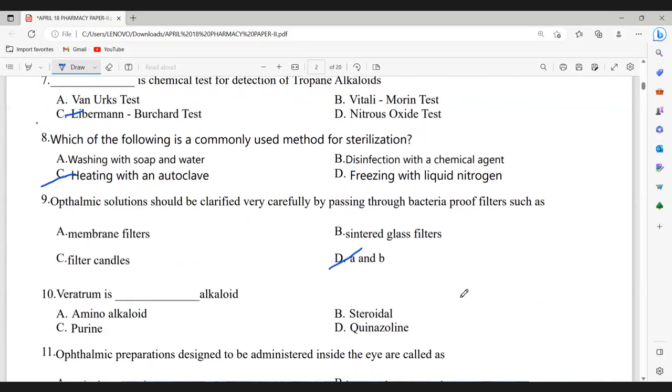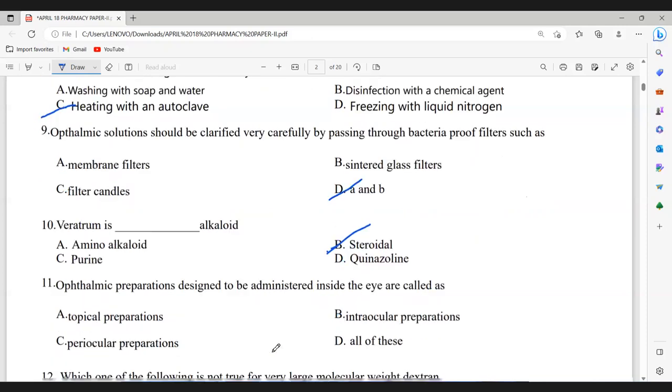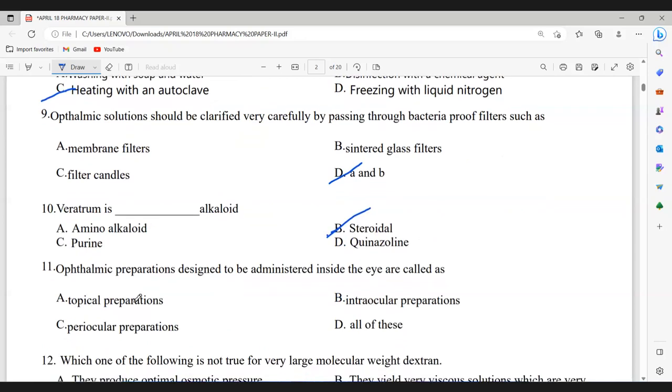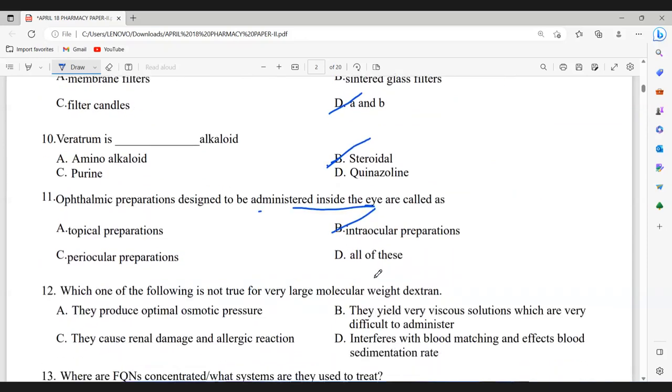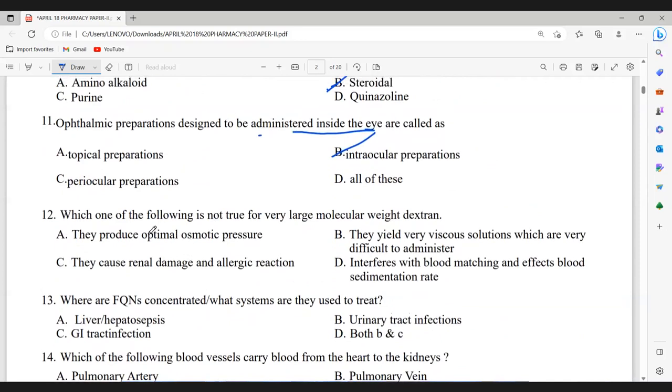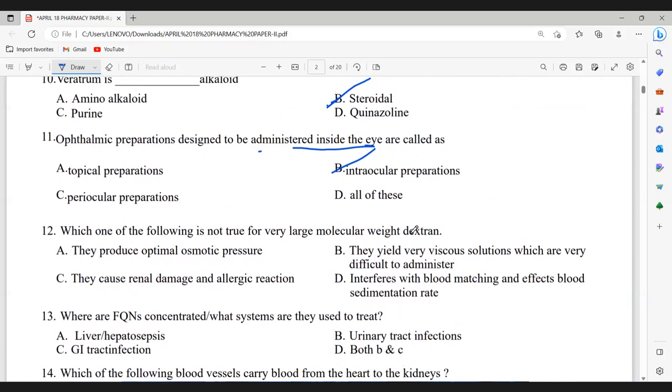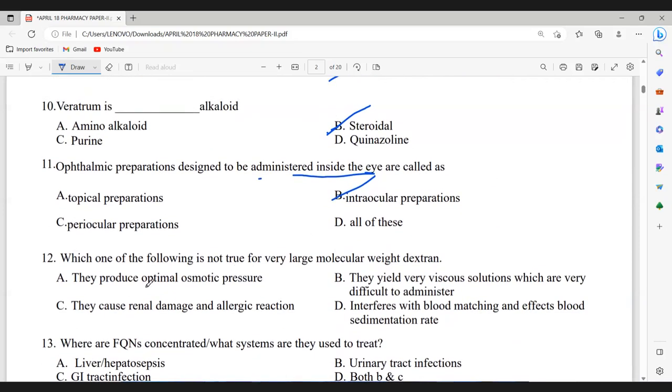Then 10th, veratrum is dash alkaloid. Even this is also a direct question. It is a steroidal alkaloid. Then 11th question, ophthalmic preparations desired to be administered inside the eye are intraocular preparations. Then 12th, which one of the following is not true for very large molecular weight dextran? They produce optimal osmotic pressure. It is wrong.